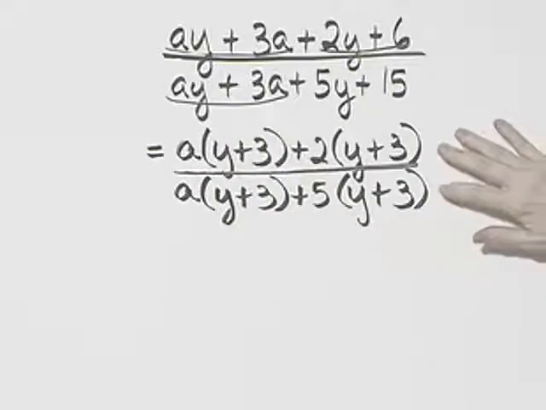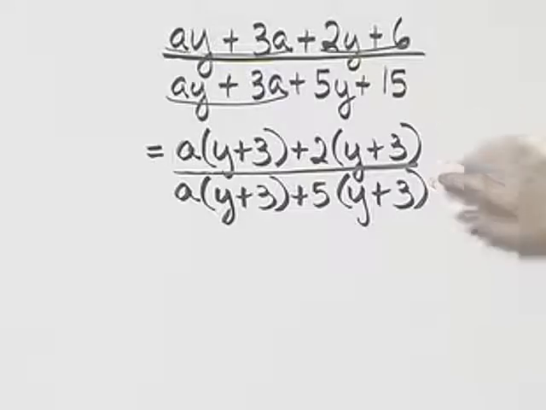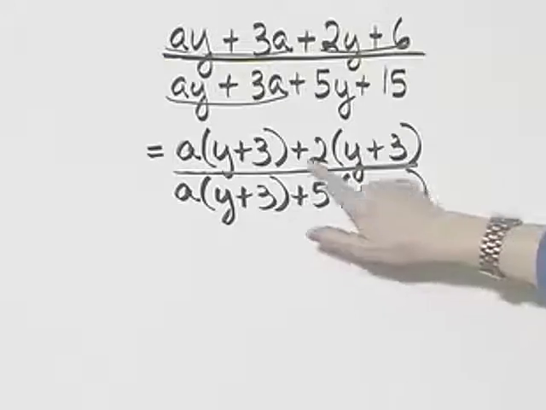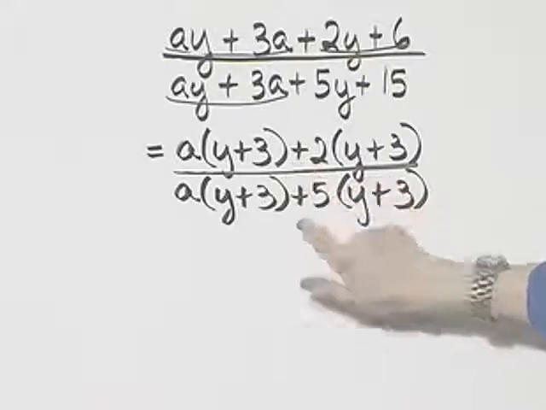You can do no dividing out yet. I know this looks really good and you want to divide out. No dividing out yet because you have not completely factored the numerator and denominator. Again, these are still sums.